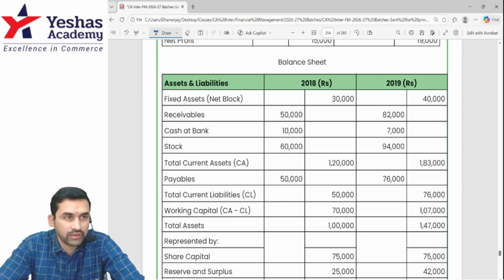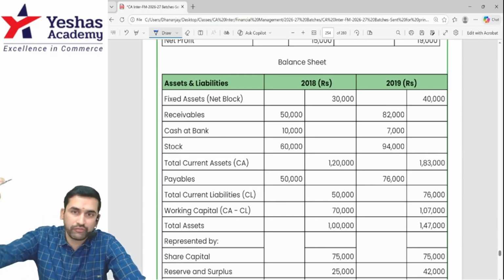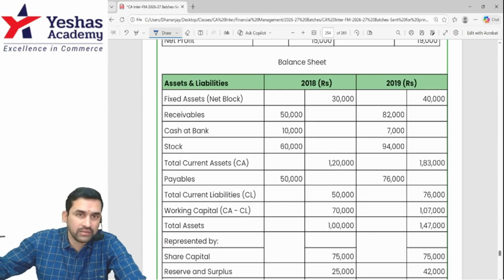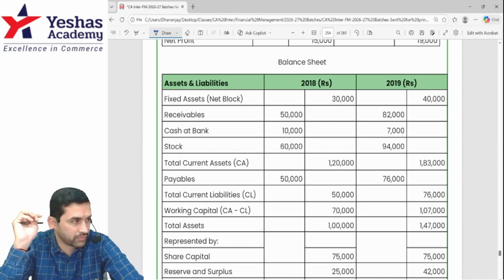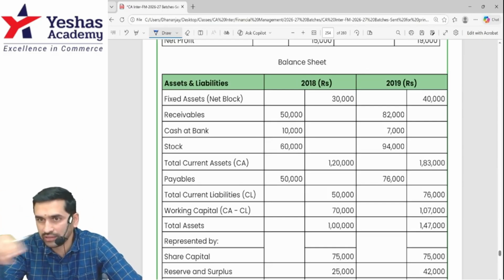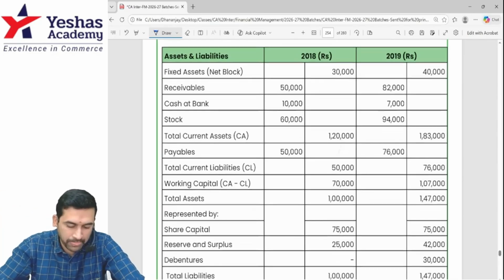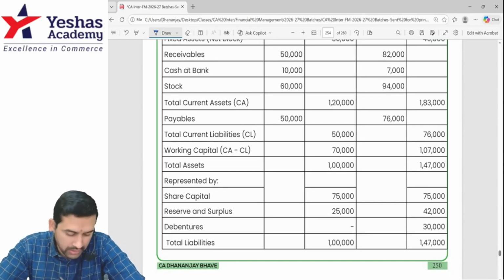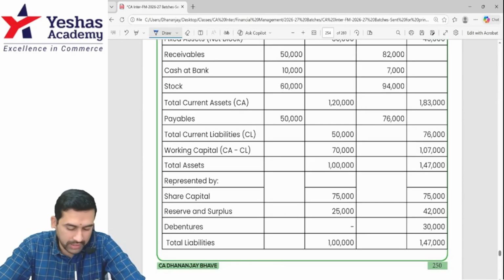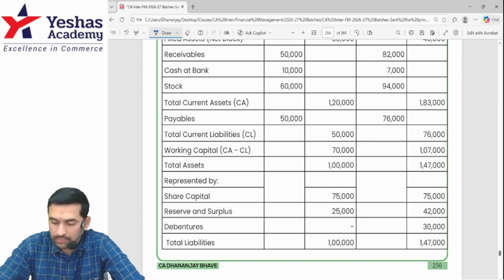Remember, this morning we did one class note: FA plus CA minus CL is equal to proprietary fund plus long-term debt, if any. Remember, I shifted CL this side. That's what they have done. They shifted liability this side. Total asset represented by share capital, reserves, debenture. You can see there was no debenture in the first year balance sheet, but that number is sitting in the second year balance sheet.